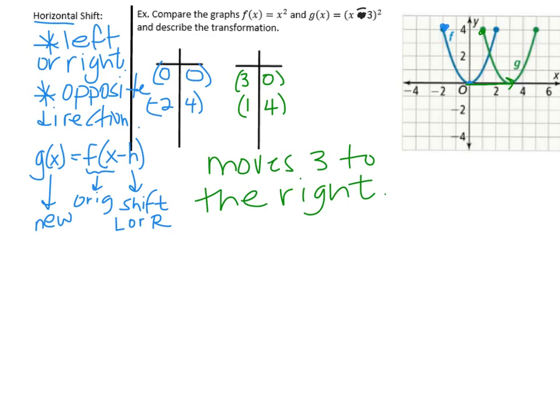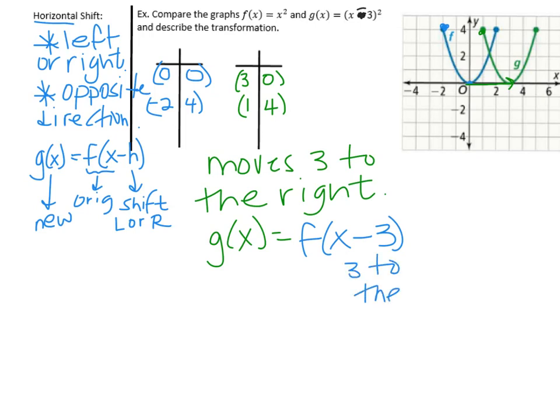That would be a description for the fact that g of x is the translation of f of x minus 3 in this equation. So the x minus 3 is moving it 3 to the right, for the original parent function, f of x equals x squared.